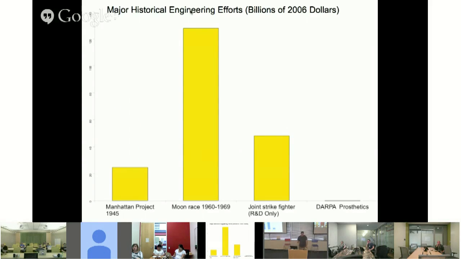And so, correspondingly, the amount of effort that's actually put into solving this problem is also very small compared to... I cherry-picked a few really large government-sponsored engineering projects, some of which have been compared to this DARPA prosthetics project. And this is all in 2006 dollars. The Manhattan Project comes in at over 20 billion. The Moon Race over 120 billion, and just the R&D for the Joint Strike Fighter at over 40 billion dollars.